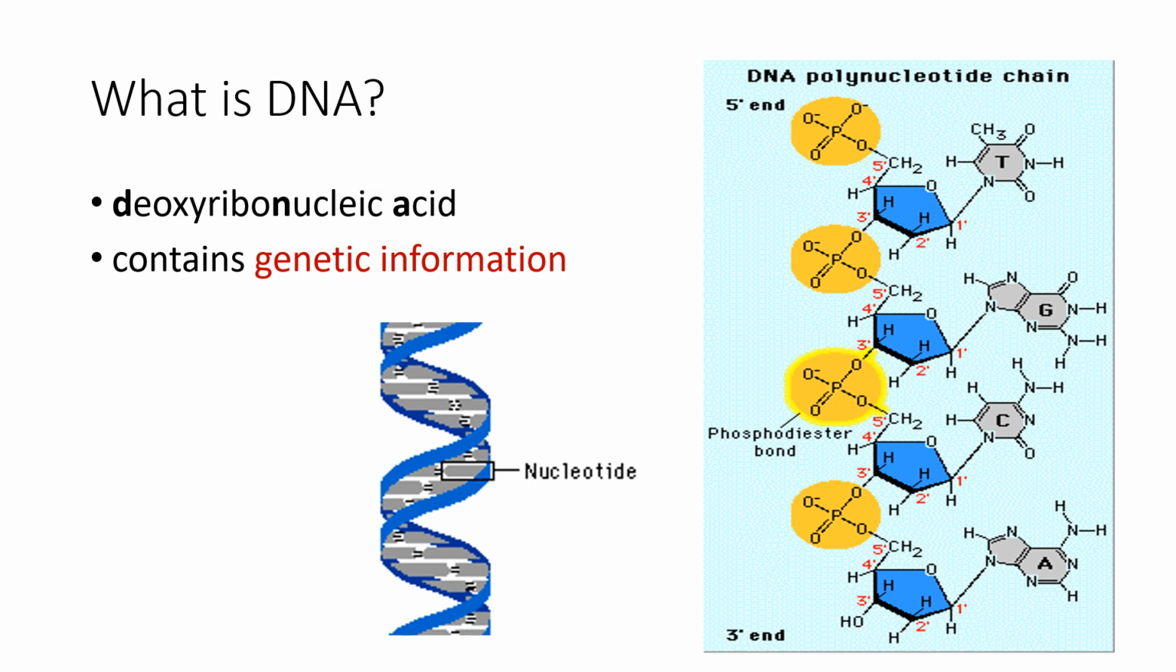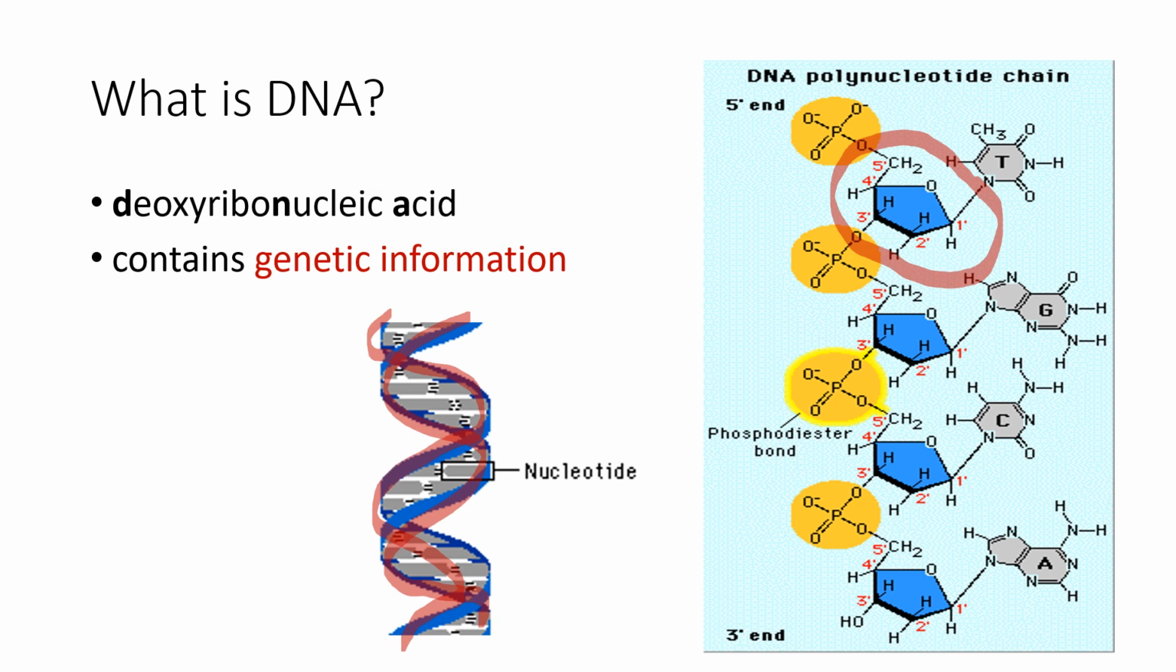Therefore, DNA is also called the blueprint of life or the recipe of life. It is very important, so it is stored in the nucleus and it never leaves the nucleus. DNA can also be found in mitochondria and chloroplast of cells. So if we look at the structure of DNA, it's a double helix, and its sugar is deoxyribose.